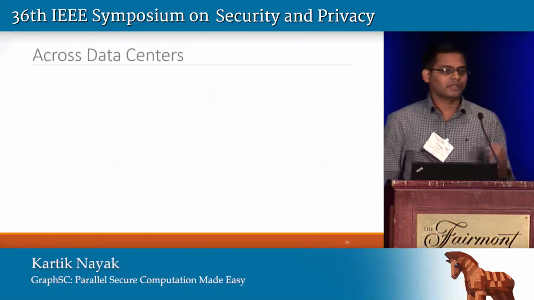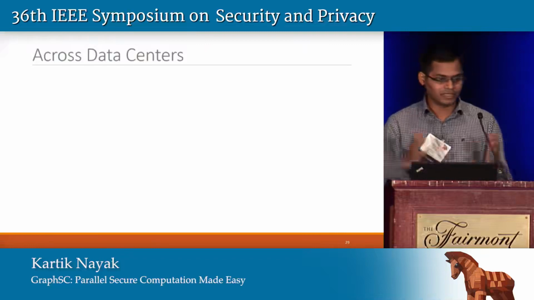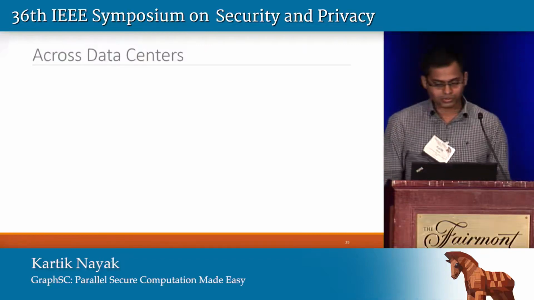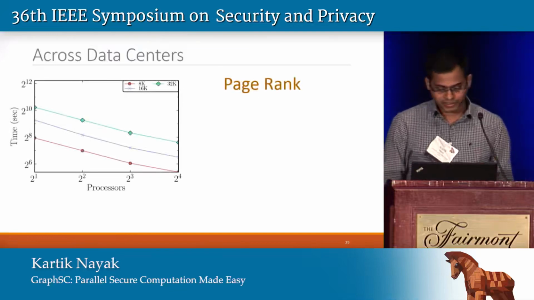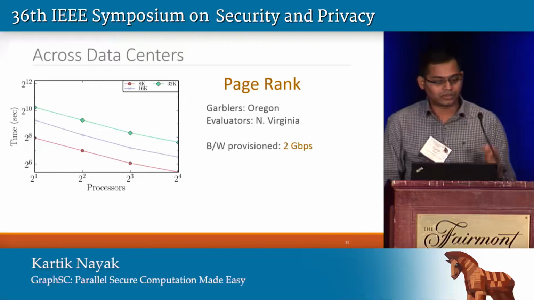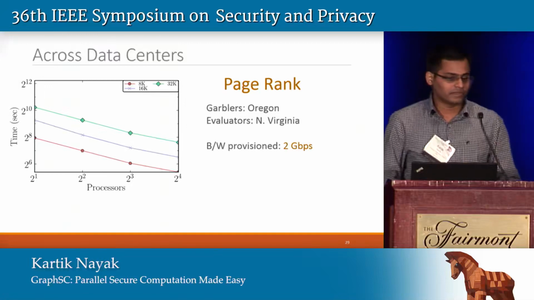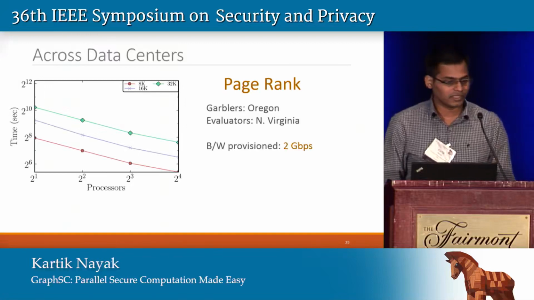Since I mentioned Facebook and LinkedIn earlier, obviously they are not going to be on the same data center. Their data centers are going to be spread apart. So we ran this experiment for PageRank across 2 different data centers. The Garblers were run on Amazon Oregon data center, whereas evaluators were in the North Virginia data center, and the bandwidth provisioned between them was 2 Gbps.